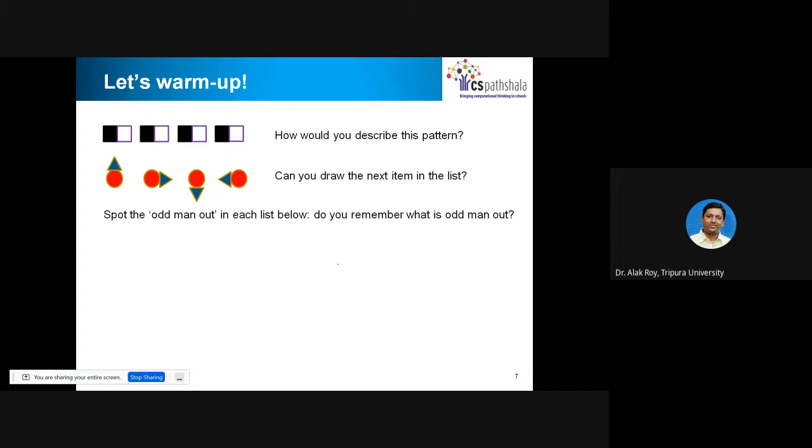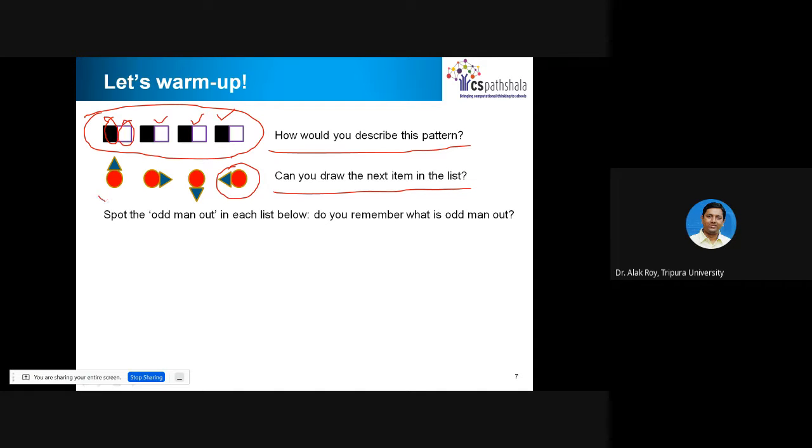See some examples. So in these black shapes, how would you describe this pattern? Okay, so the pattern is that the first block is black, the next block is white. Okay, so this pattern gets repeated each time. Okay, maybe in the second example, can you draw the next item in the list? Okay, means you have to draw the future one.